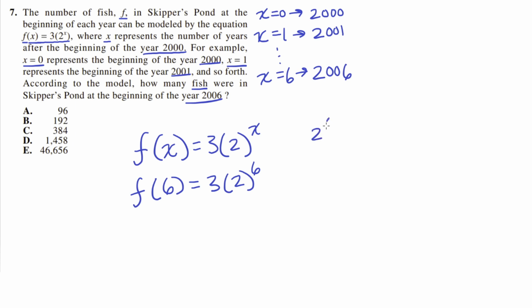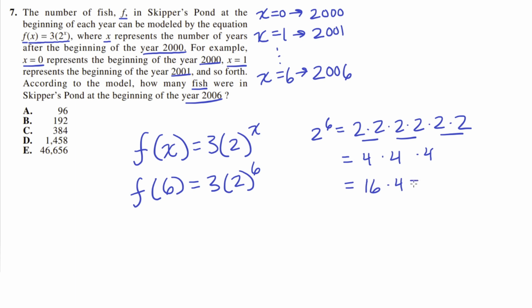So 2 raised to the 6 is just 2 times 2 times 2 times 2 times 2 times 2. So 2 multiplied by itself 6 times. So we can simplify these pairs of 2 down into just 4. So 4 times 4 times 4. And then we could multiply these together as well. 4 times 4 is 16 times 4. And 16 times 4 is equal to 64. So 2 raised to the 6 is just 64.